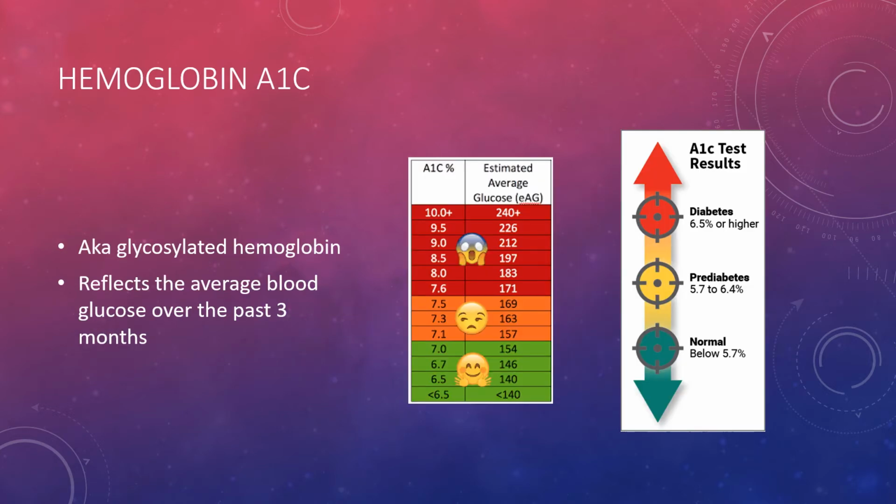Then we have the hemoglobin A1C, aka glycosylated hemoglobin. It reflects the average blood glucose over the past three months. So it'll kind of give us an indication of a person's blood sugar control. And you can see here by the images on the right what denotes normal, pre-diabetic, and then an official diagnosis, or it helps confirm an official diagnosis of diabetes.